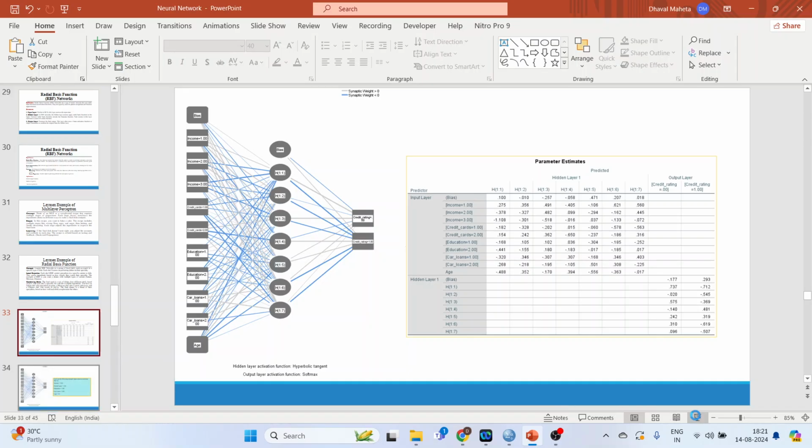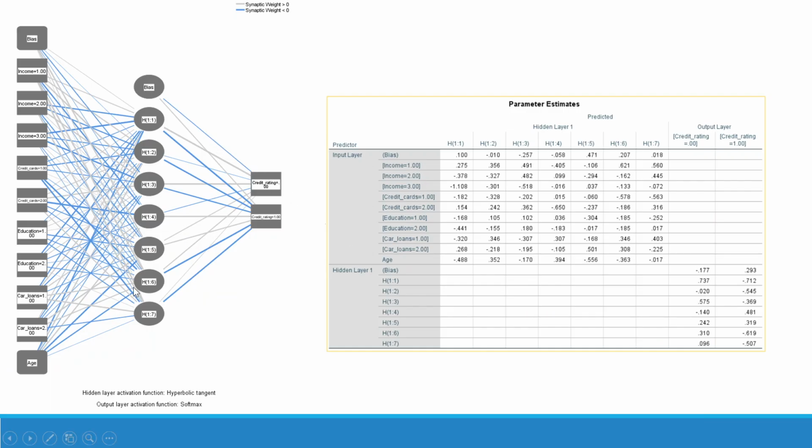Let's understand this. This is the neural network. Wherever the lines are gray, the synaptic weight is greater than 0. Wherever the lines are blue, the synaptic weights are less than 0. Now just here, this is H1:1. The bias is the intercept, the constant term. H1:2, 1:3, 1:4, 1:5, 1:6, and 1:7.